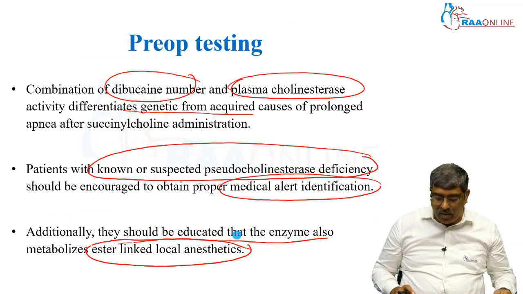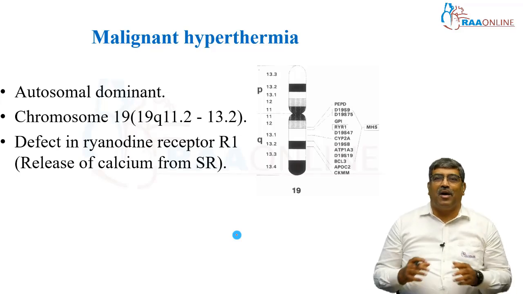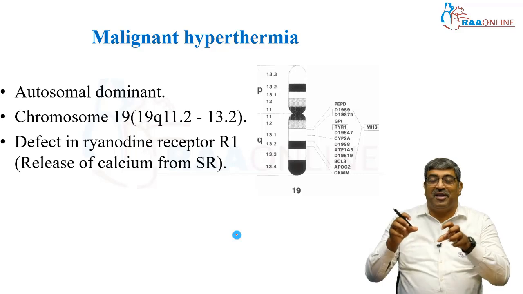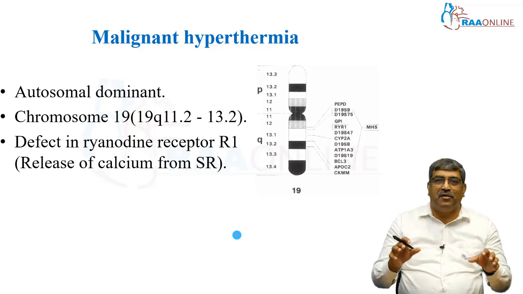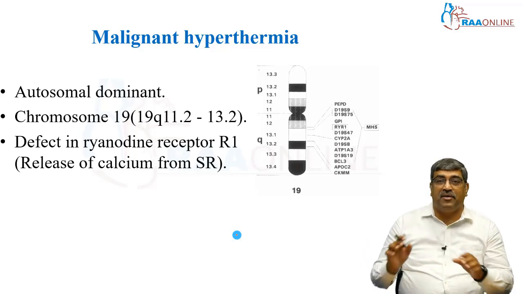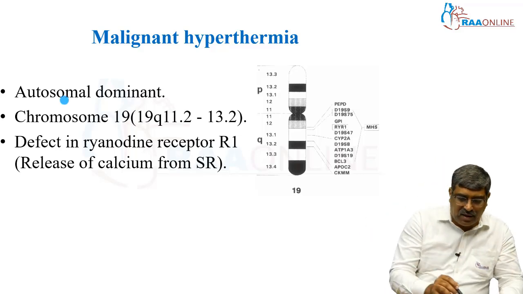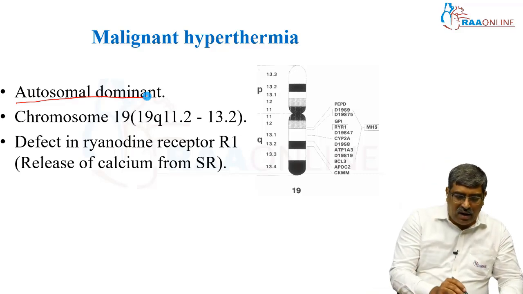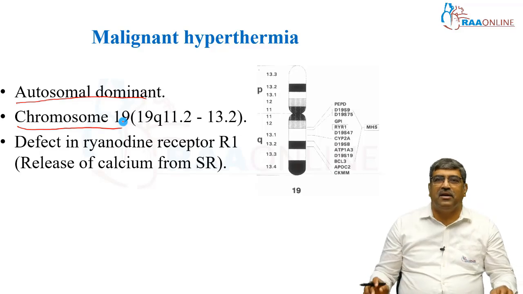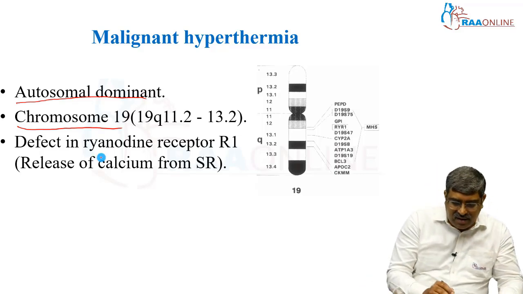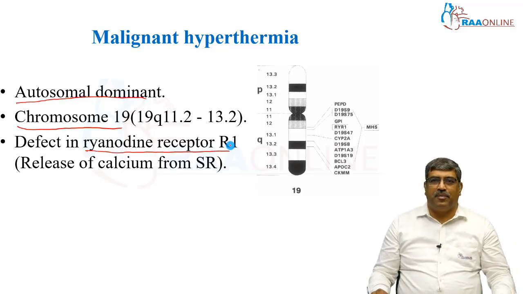Contraction also can be prolonged. Now coming to another important condition which might have widespread perioperative implication and in fact can increase the mortality, which is malignant hyperthermia. Malignant hyperthermia is autosomal dominant and usually it is located in chromosome 19 and the genetic defect is in the ryanodine receptor.